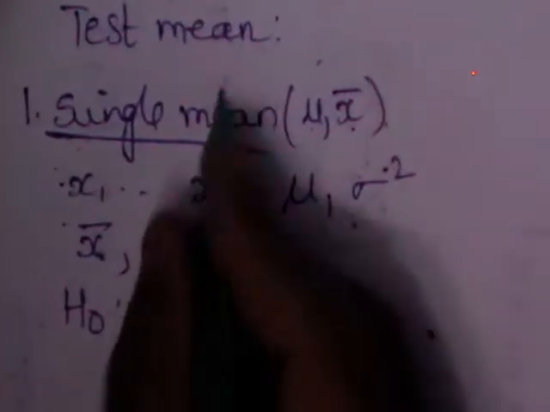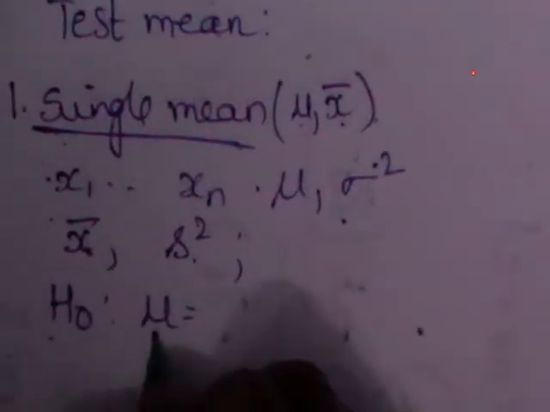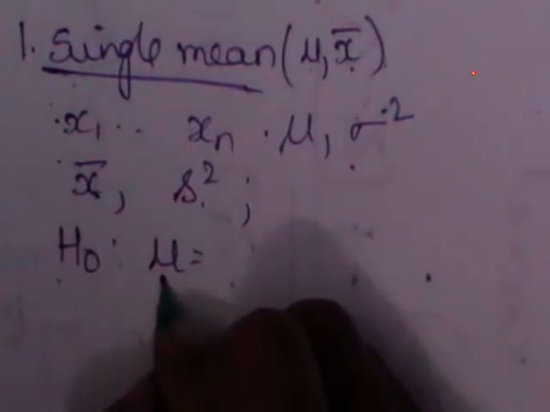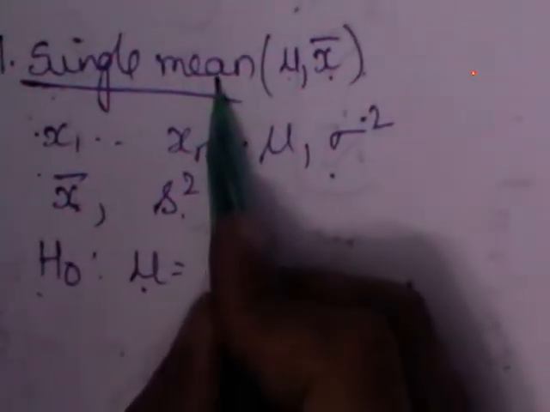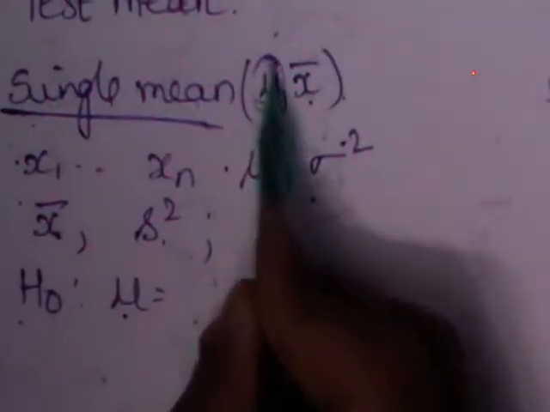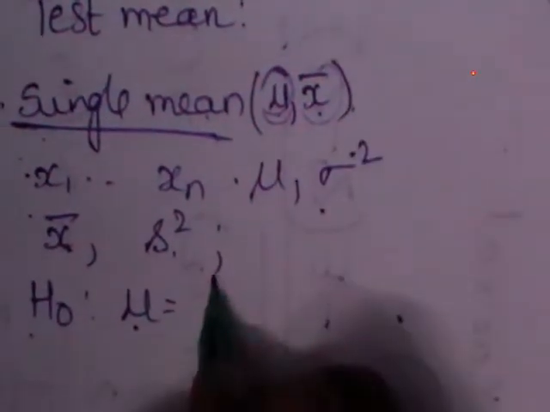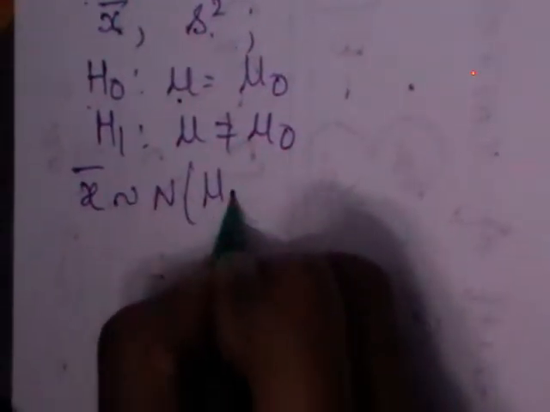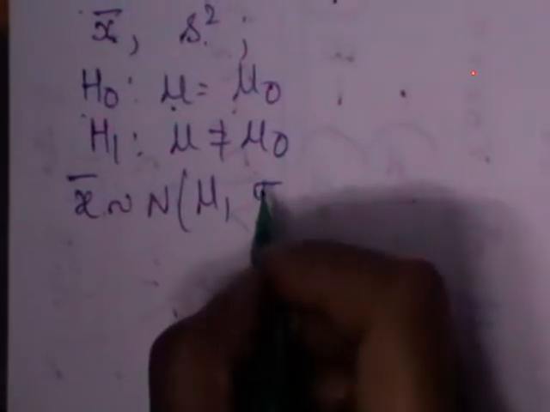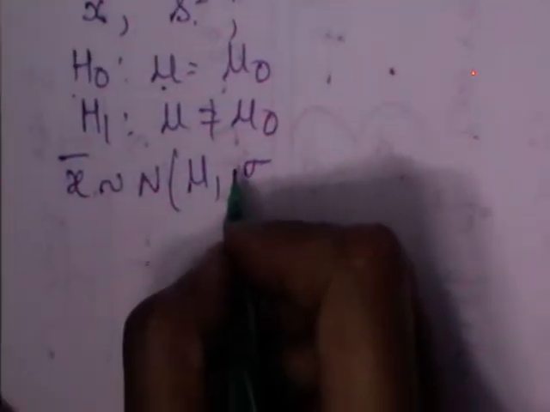Write the null hypothesis. For a single mean, the null hypothesis should always include only the parameters. This is the parameter, this is the sample statistic. H0: mu is equal to mu naught. H1: mu not equal to mu naught. After writing this, as this is the test for a single mean, write down that x bar follows normal with its standard error. What is the standard error of x bar? Sigma by root over n. Its variance will be sigma square by n.